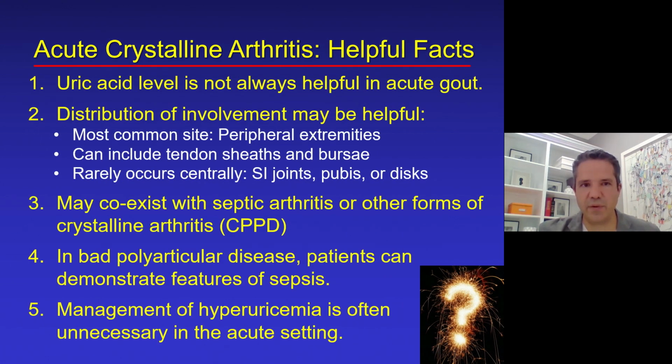Helpful facts here then when treating acute arthritis. It's not useful to get the uric acid at that time. I shouldn't say it's not useful, it's just not fully predictive. And we've already talked about some of these other things. So I want to make sure I move forward in the interest of time.